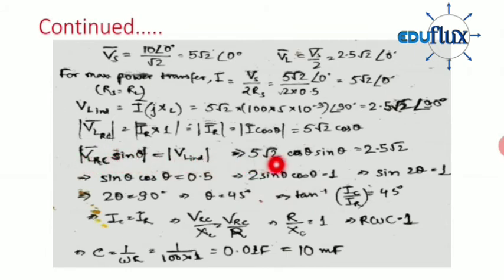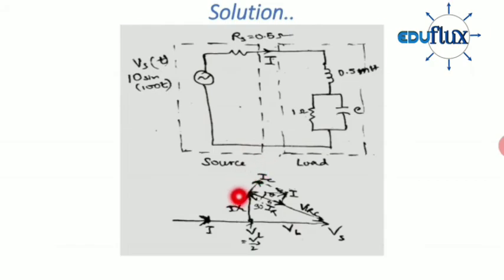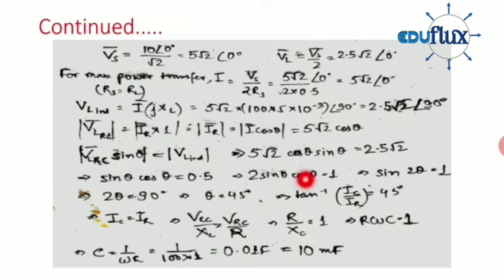Equating these two, 5 root 2 cos theta times sin theta equals 2.5 root 2, obtained here. So sin theta times cos theta equals 0.5. Multiplying both sides by 2, 2 sin theta cos theta equals 1, or sin 2 theta equals 1. As we know, sin 90 degree is equal to 1, so 2 theta equals 90 degree, theta equals 45 degree. So also theta, from this phasor, is tan inverse of IC by IR. So tan inverse IC by IR equals 45 degree, or IC equals IR.